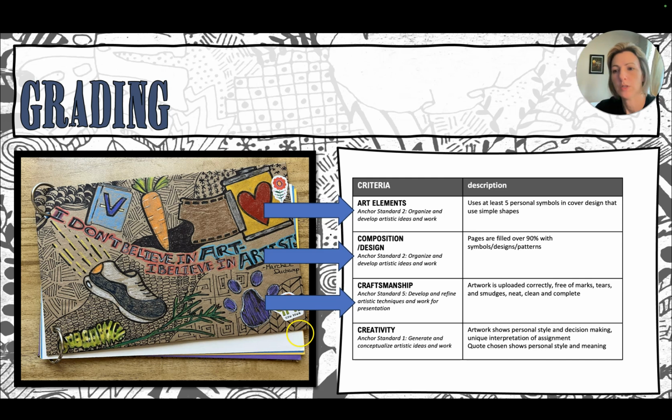Craftsmanship. You take 2 pictures and upload them to our LMS. The sketchbook should not have any tears. It should be neat, clean, and complete. And then last is creativity. You should have some sense of your own personal style. You should pick symbols that really represent you. I should be able to tell that this is your work. Alright, so if you have any questions in class, please ask, and I cannot wait to see what you do.